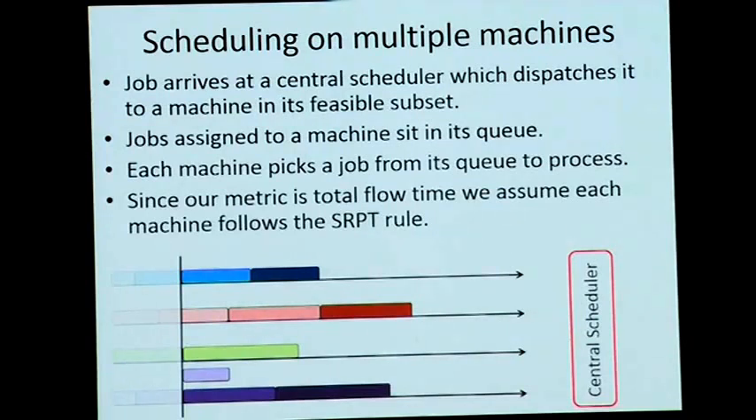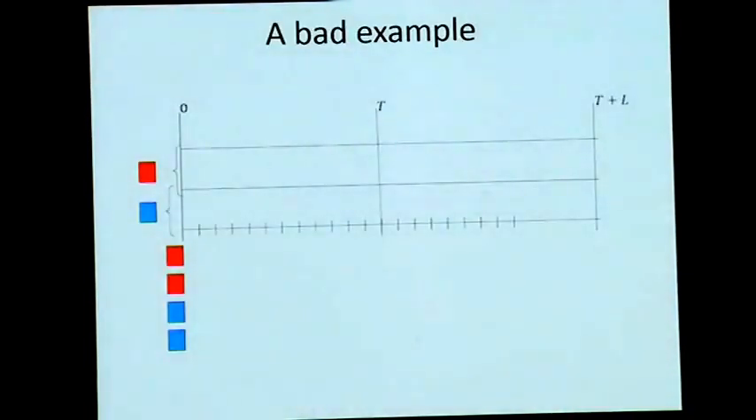Suppose it's assigned here. We will assume that each machine is following the SRPT policy, which we know is the best policy. And so each machine will keep its queues organized in increasing order of processing times. Okay, now I'll quickly show you an example that when you have heterogeneous machines, again, it's not possible to get a bounded competitive ratio. And the example is quite simple.